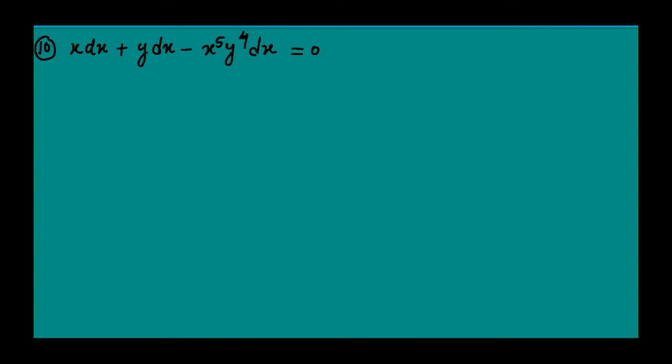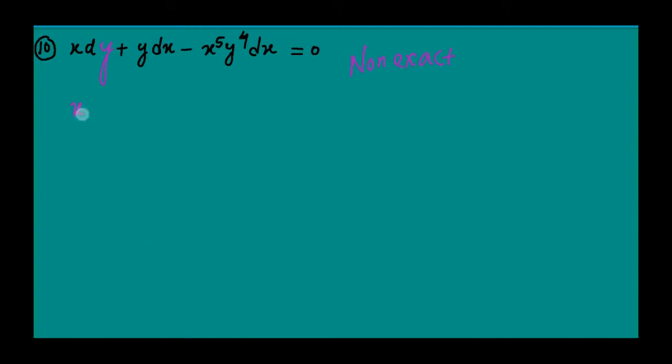In this question, the given differential equation is (x dy + y dx) − x⁵y⁴ dx = 0. This is the equation, and this type of equation is generally non-exact, and this is another question from the non-exact section. So what can be done? I have divided by x⁴y⁴ to separate the parts.